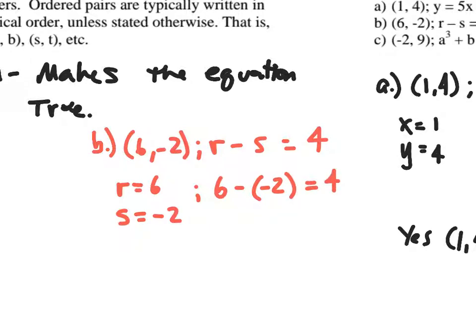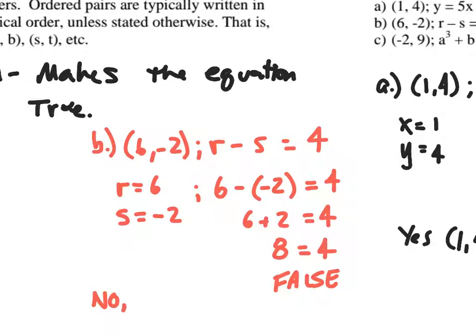If I have 6 minus -2, that's really 6 plus 2. Is that equal to 4? And so I get that 8 equals 4. Now we have to analyze: is this a true statement? Is 8 equal to 4? The answer is no. This is a false statement. So for our answer, we would say no, it's not a solution.